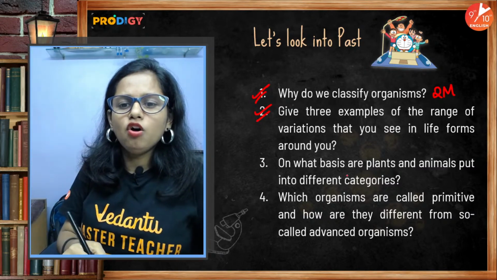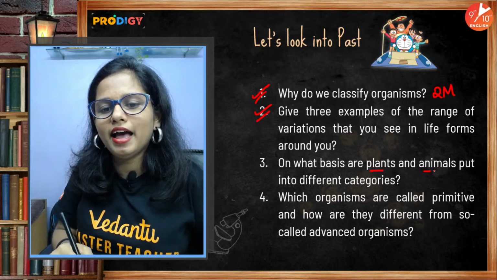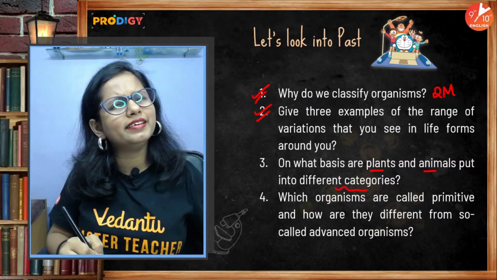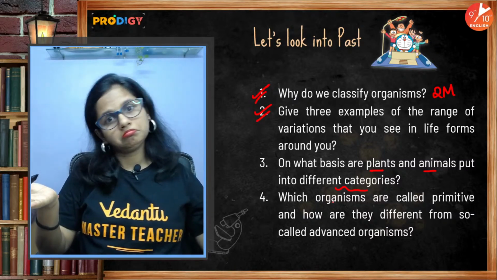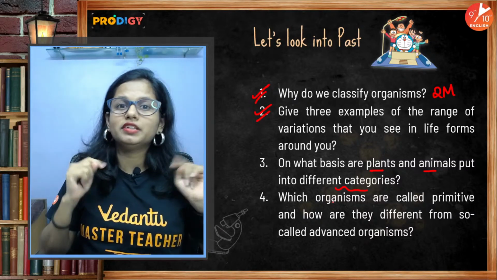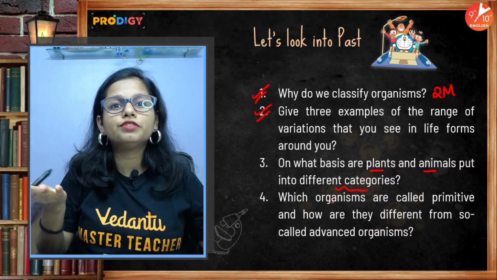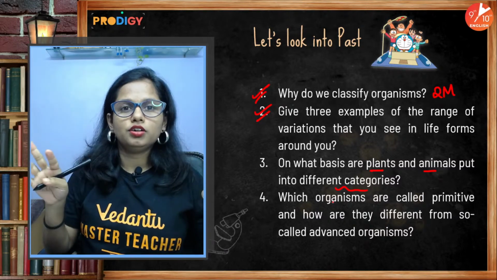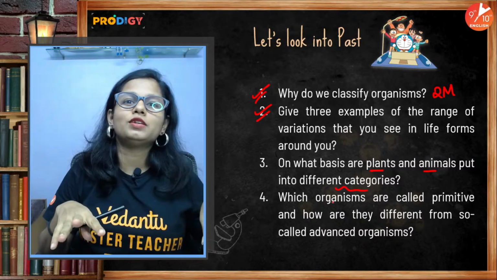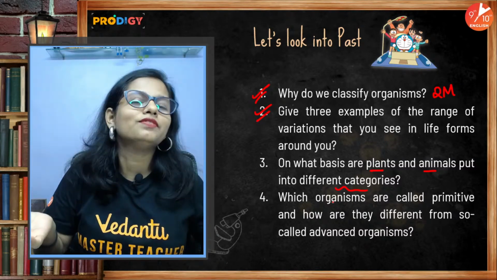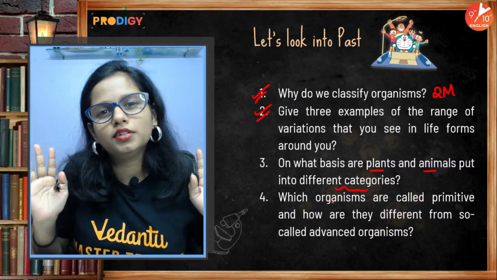Perfect. Now, on what basis are plants and animals put into different categories? Firstly, plants differ from animals. We have discussed this when we studied tissues, how plants and animals differ from each other. But besides that, why can't we use the same classification system, same criteria for classifying them? That we are going to discuss.